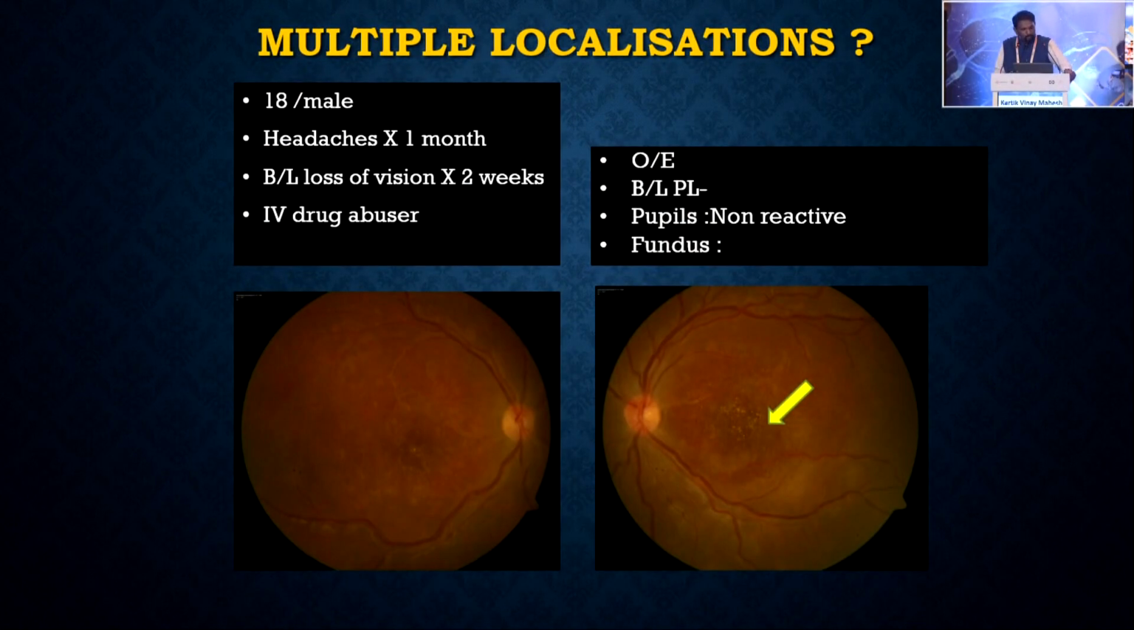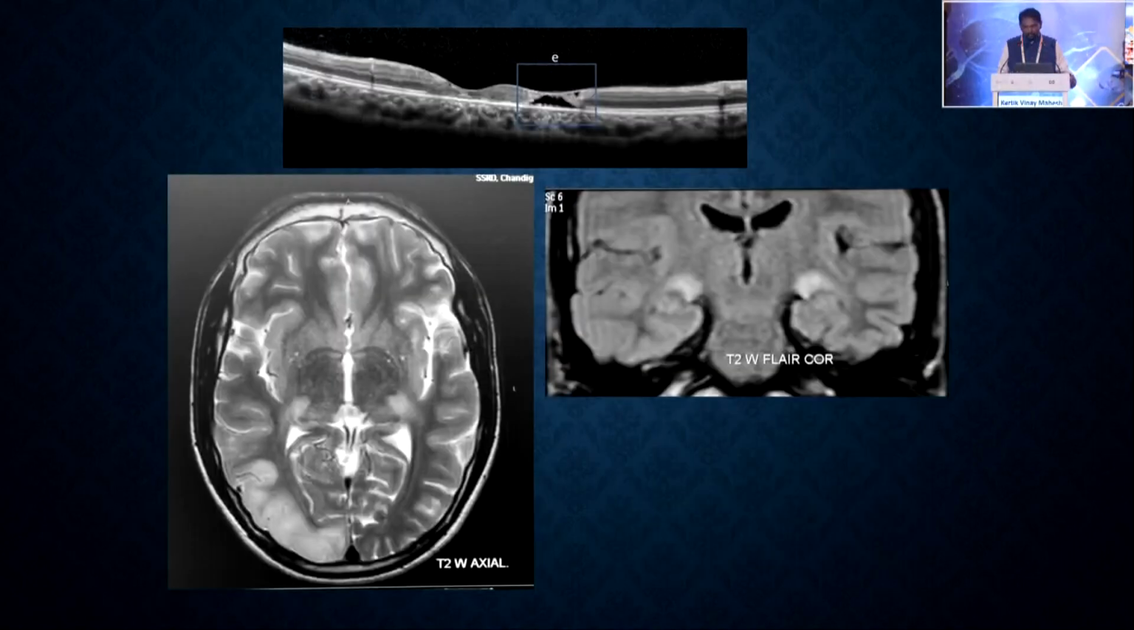This is a patient which I saw a few years ago. This is an 18-year-old male presenting with drug abuse, headaches, and vision loss for 1 month. On examination, bilateral PL negative, pupils are non-reactive. Apart from the disc edema, we can also see there's some chorioretinitis also going on. Dr. R.K. Garg is very interested at this point of time.